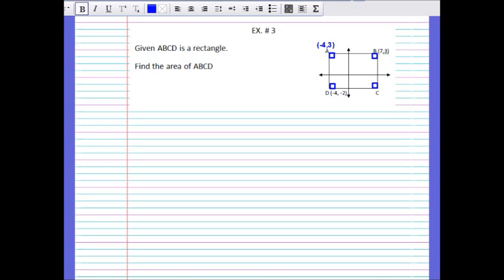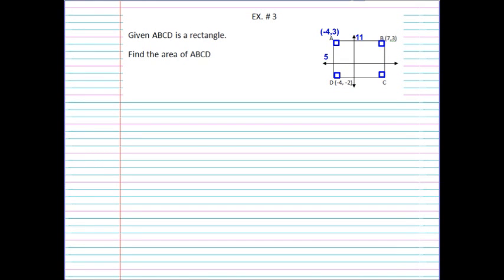Now, we know this is a rectangle, so let's put some lengths on the sides. What would be the length of side AD if it starts down here at -4, -2, and goes up to -4, 3? What would be the vertical distance traveled? It traveled 5 units. Now, what's our horizontal distance, from -4, 3 to 7, 3? It traveled 11 units.